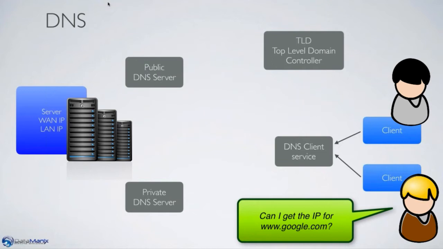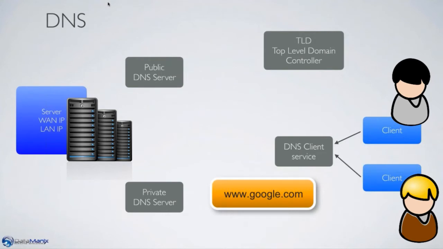But all servers on the internet have an IP address. So that domain name, that common name that everybody can remember, needs to be translated into an IP address. So that's what the DNS system is actually doing.